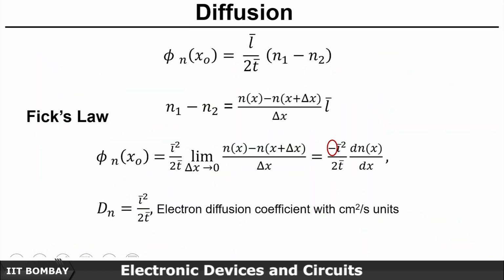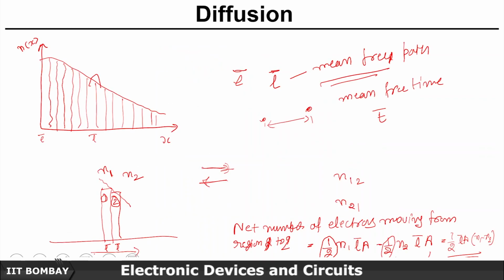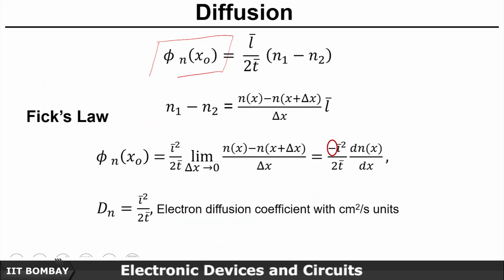Now, we will talk more about that. Let us derive some relation based on that. This can basically be seen as a flux. If we calculate the net flow of the charge carriers per centimeter square, we just need to divide this expression by A. So it becomes half L bar times (N1 minus N2), divided by time, in order to calculate the flux.